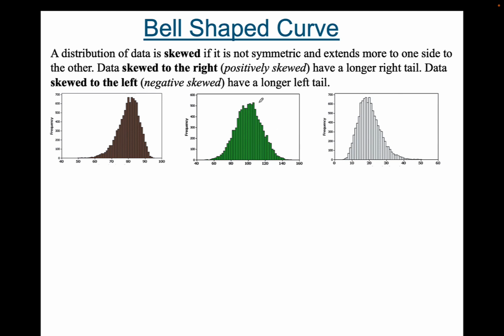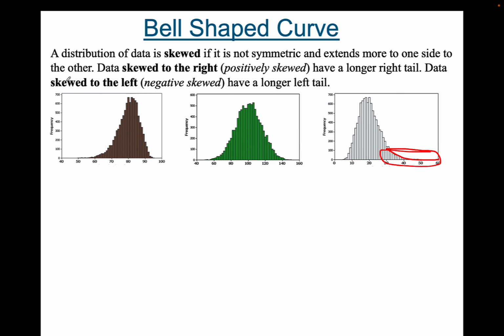Now, the one in the middle here is most like what we just talked about, but let's talk about if the distribution is skewed. A distribution of data is skewed if it is not symmetric and extends more to one side than the other. Data skewed more to the right, we call positively skewed, so it has a longer right tail. Okay, I'm looking at the three. Which one has a longer right tail? Looks like this one. This is like the right tail right here. So I'm thinking this one is skewed to the right or positively skewed.